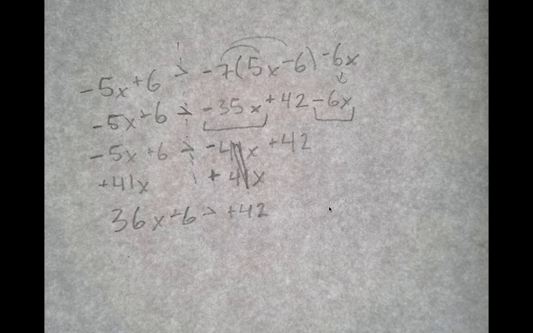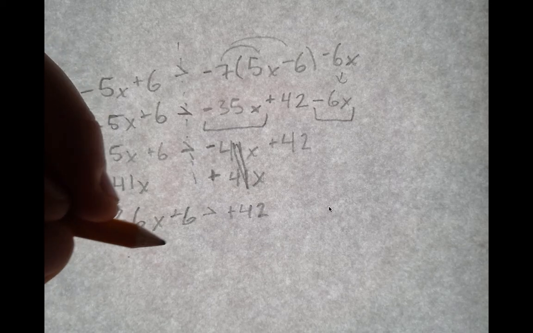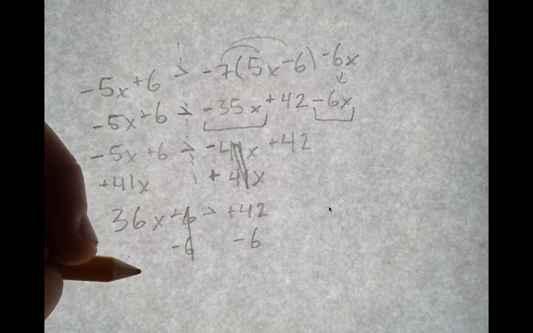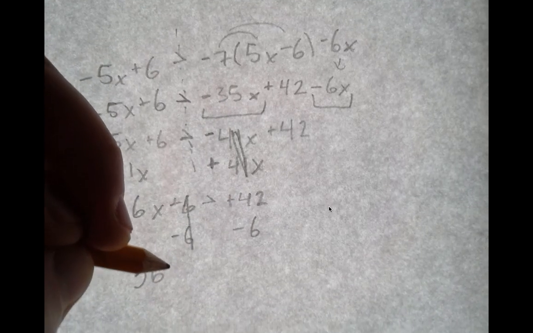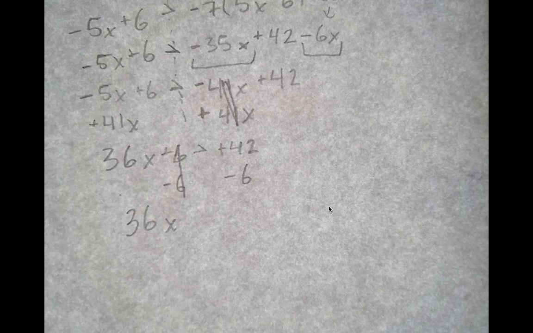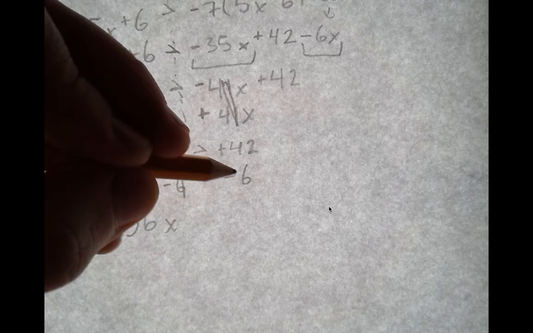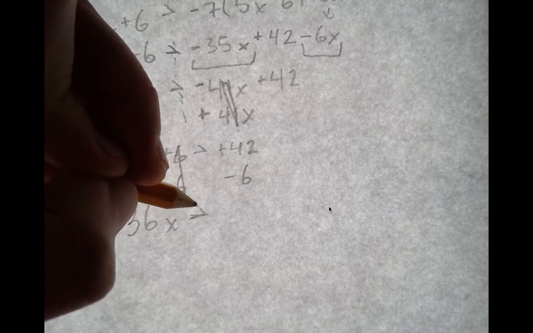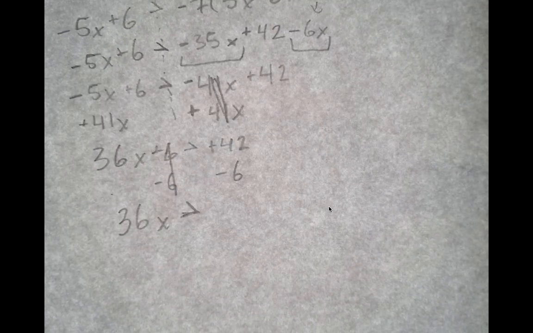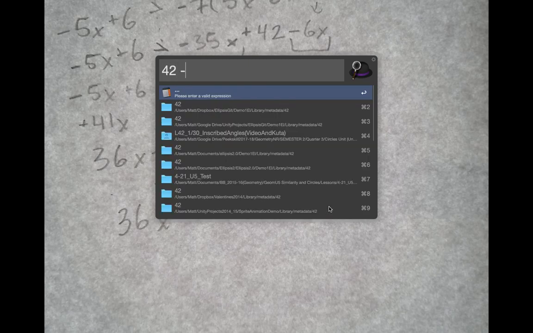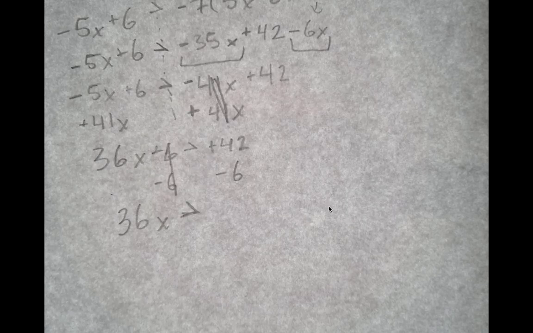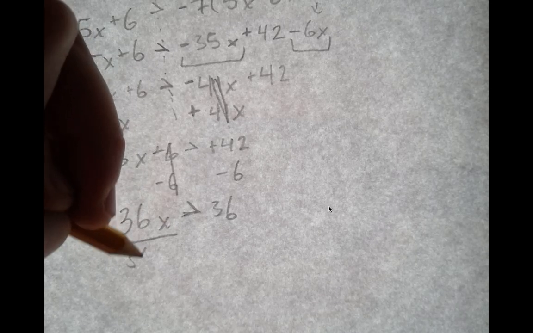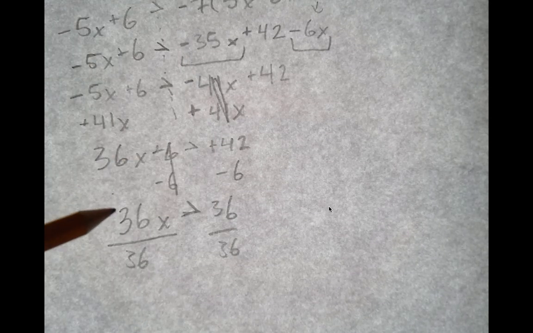Let's keep going here. I'm going to take away 6, so minus 6 to both sides. I'm left with 36x. I have a negative 6 to both sides, but it was subtracting, not dividing. Sign remains the same. 42 minus 6 should be 36. 42 minus 6, look at that. That works out so nicely. Is 36. Divide both sides by 36.